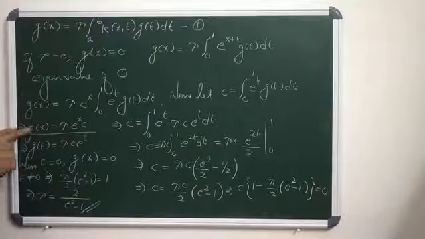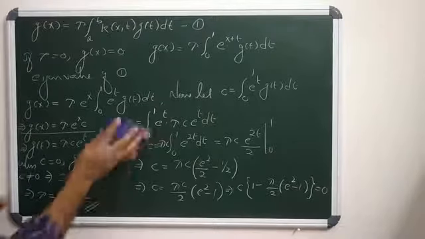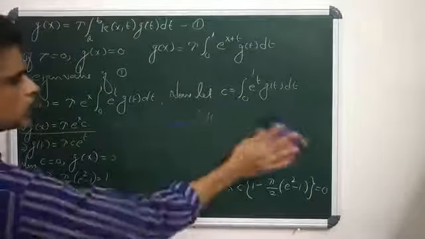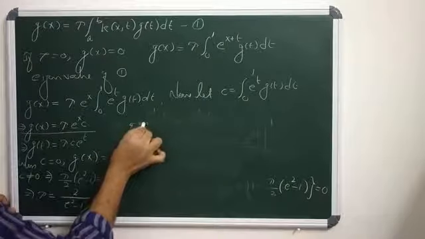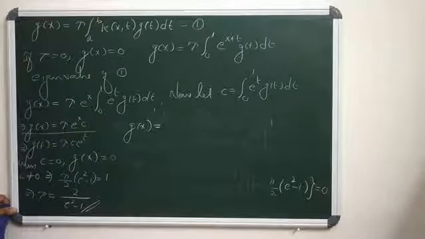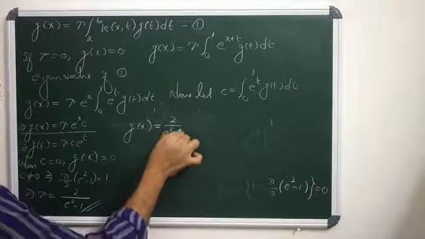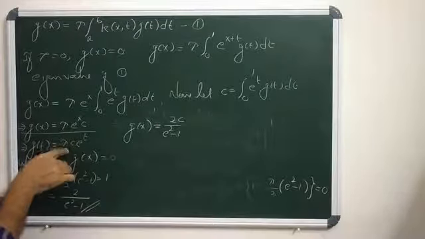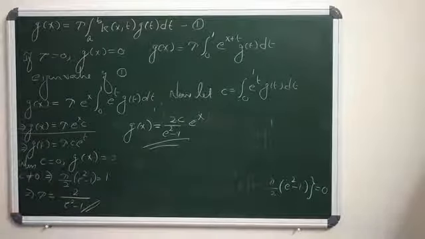We have g of x equals lambda e power x into c. Then the corresponding eigenfunction for this value lambda equals 2 by e square minus 1 is g of x equals lambda into c into e power x. What is lambda? 2 by e square minus 1. So 2 by e square minus 1 into c into e power x is the corresponding eigenfunction.